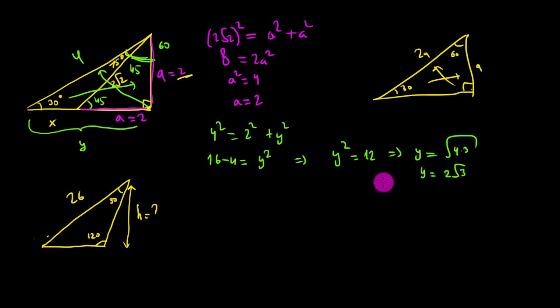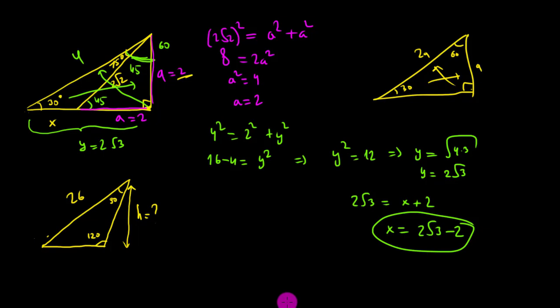Yes. So if this is 2 root 3, now to find x: 2 root 3 is equal to x plus 2. Yeah. So x is then 2 root 3 minus 2. Okay, that's your answer. Now let's look at the second example.